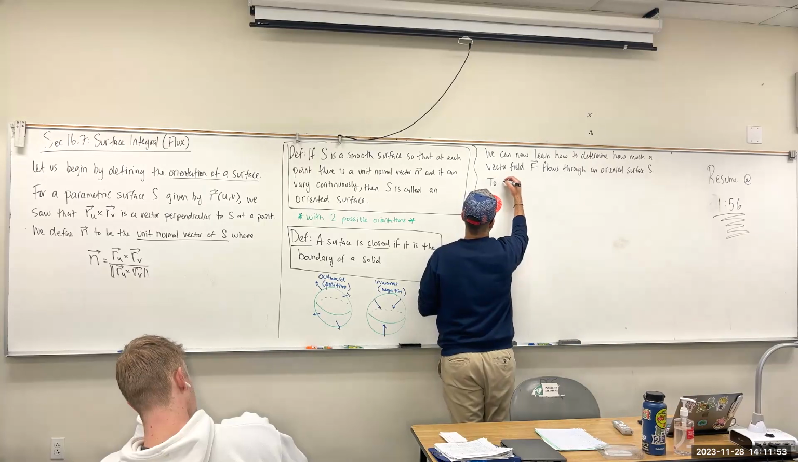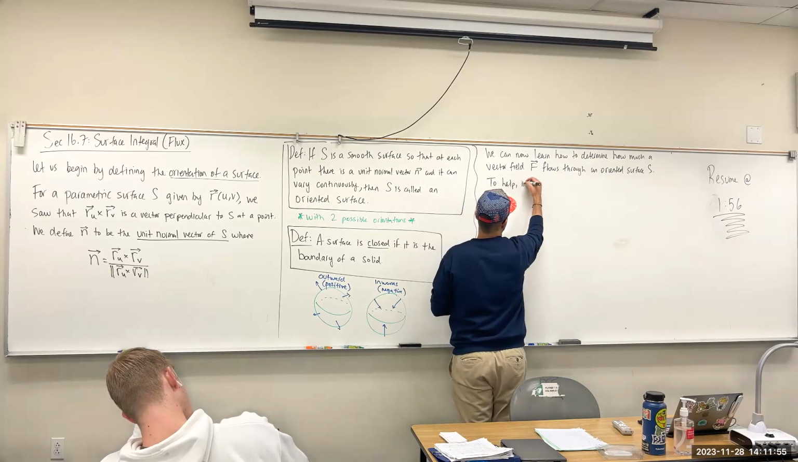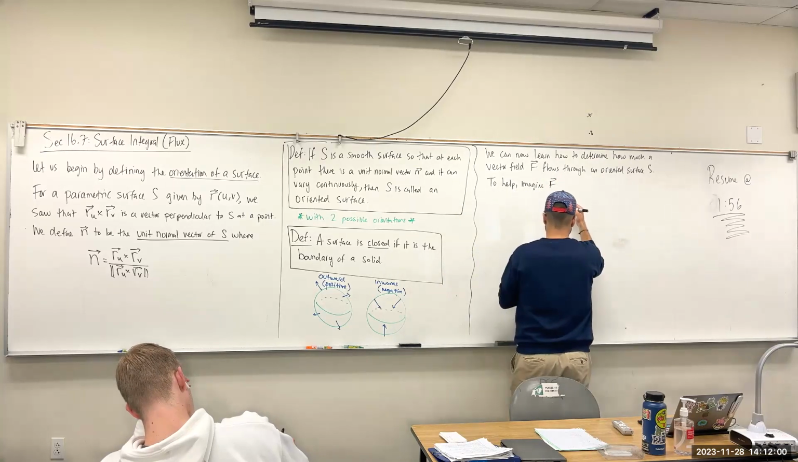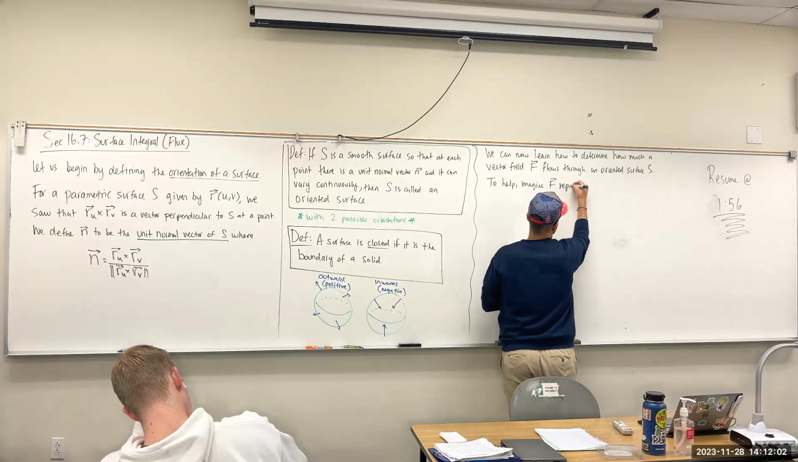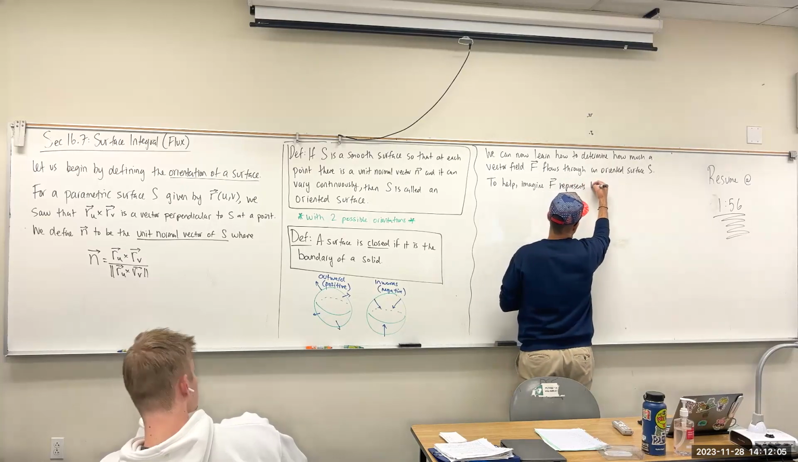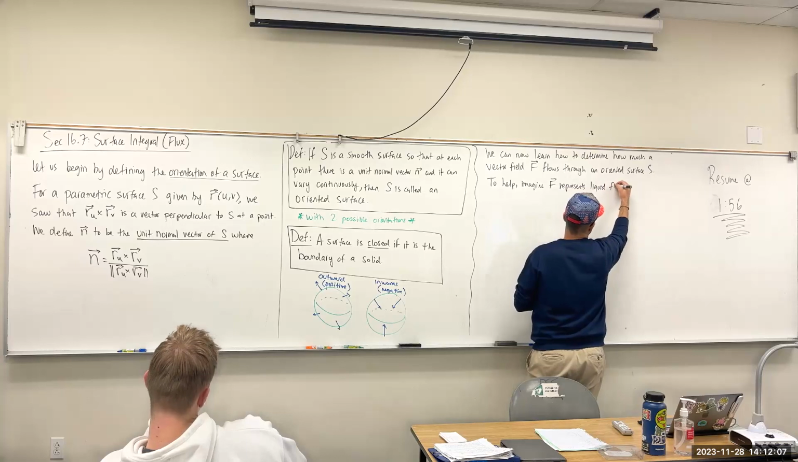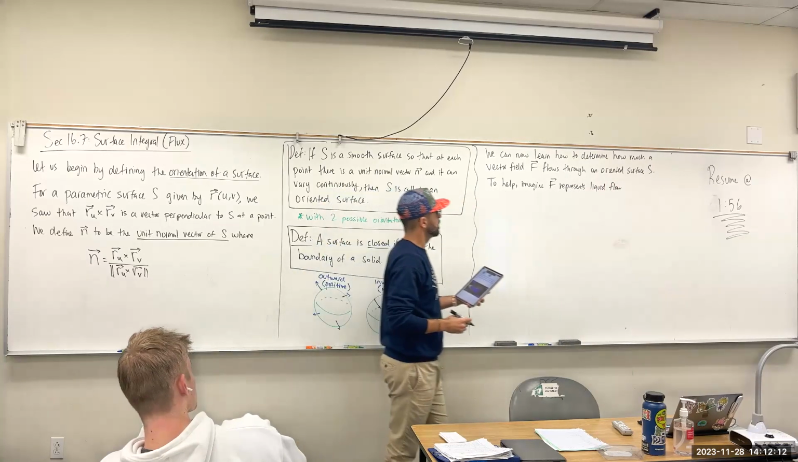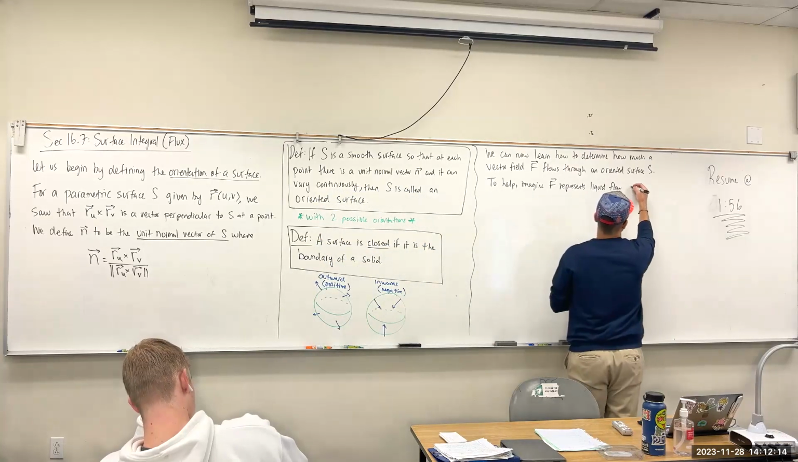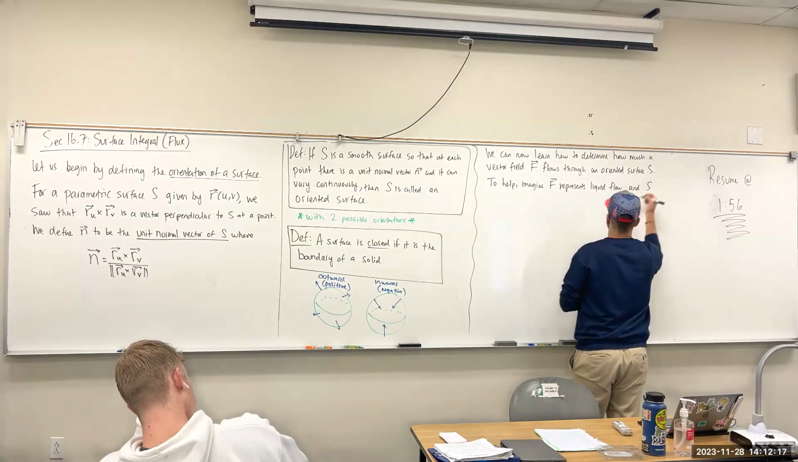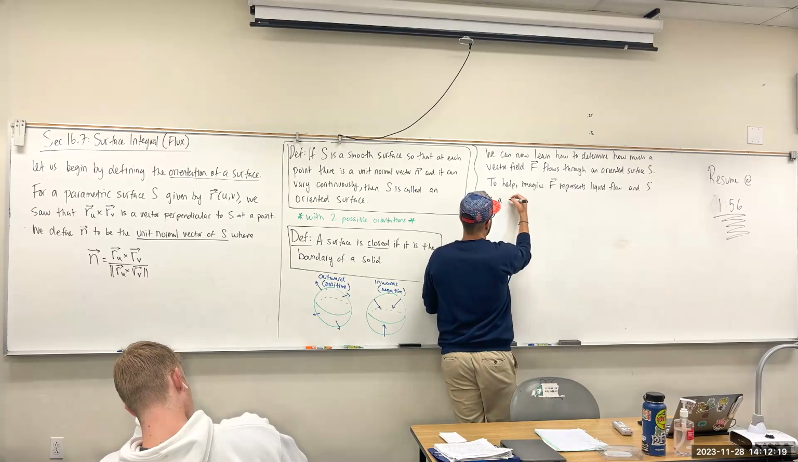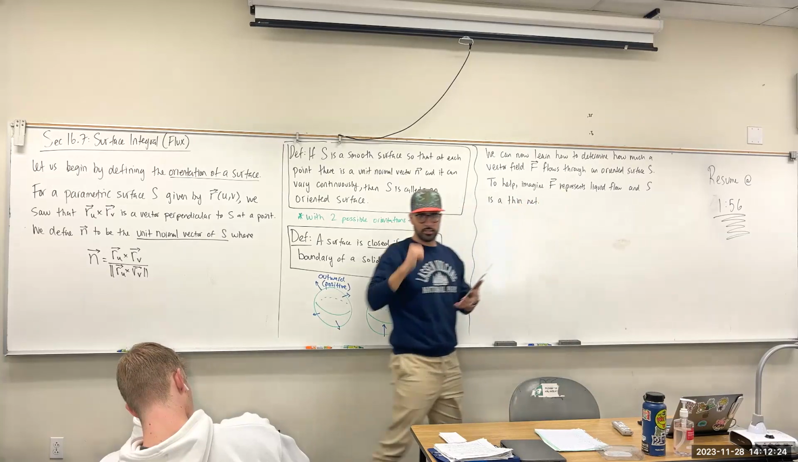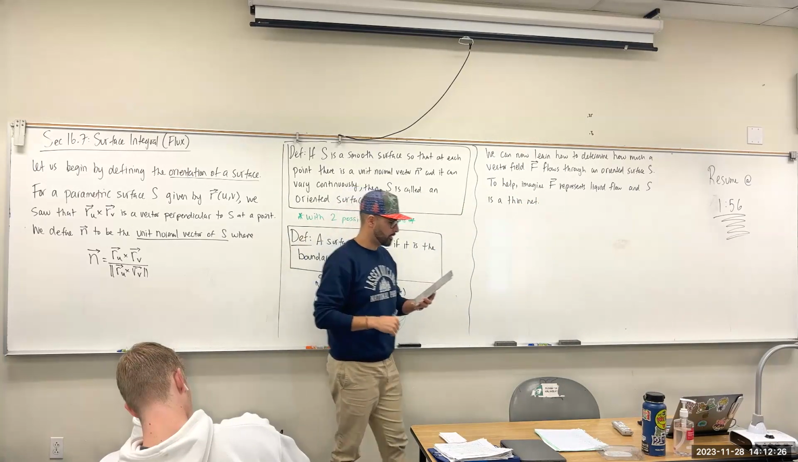So to help, imagine F represents liquid flow. Just to kind of help you grasp this, because it's very abstract. Imagine F represents liquid flow, and S is a thin net, a very thin net, the surface, okay? It's a very thin net.